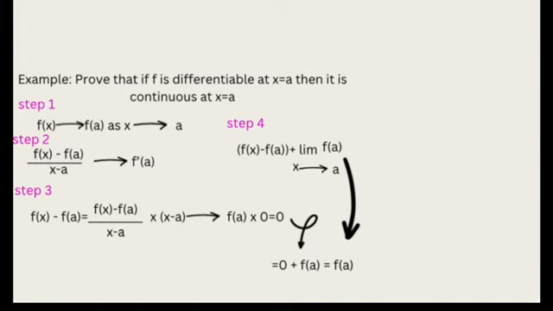Step 4. f of x minus f of a plus the limit as x approaches a of f of a will be equal to f of a. Then the answer will be 0 as we get from step 3, plus f of a that we got from step 4 will be equal to f of a. This shows that f is continuous at x equal to a.